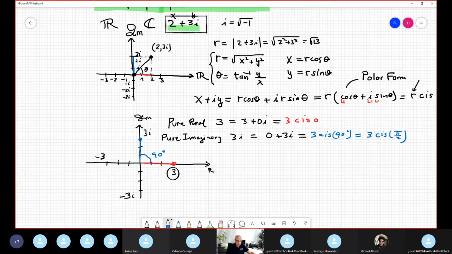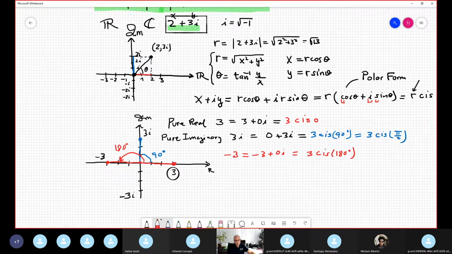Suppose the negative 3. Negative 3, I forgot, I made a mistake. It is the same distance as 3. Okay, it's purely real. Again, purely real. So minus 3 is equal to say minus 3 plus 0i. No, we have no imaginary part. So it's 3, but cosine i sine 180 degrees, because it's in the opposite direction, right? Opposite. 180 degrees.